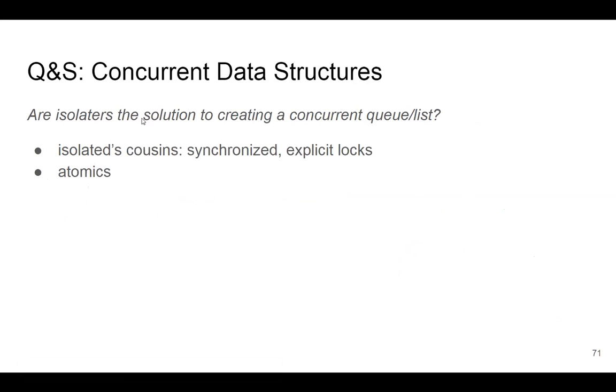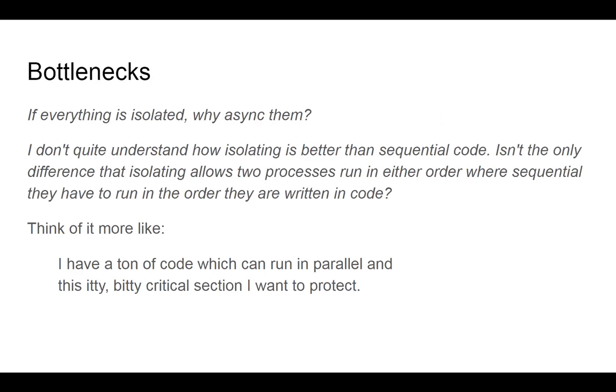So isolators are solutions to the concurrent queue that we talked about before. Isolated's cousins, synchronized and explicit locks, will be used, and atomics, which we'll cover in the next lecture, also play in building high-performing optimistic concurrency data structures like concurrent hash map and concurrent queue.